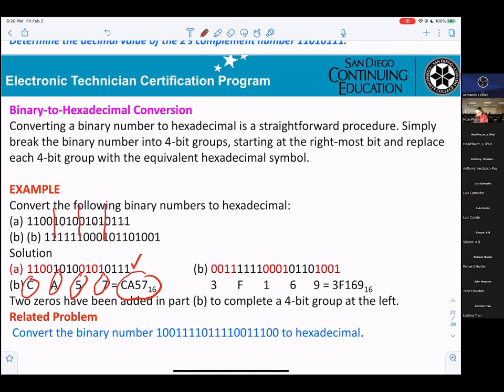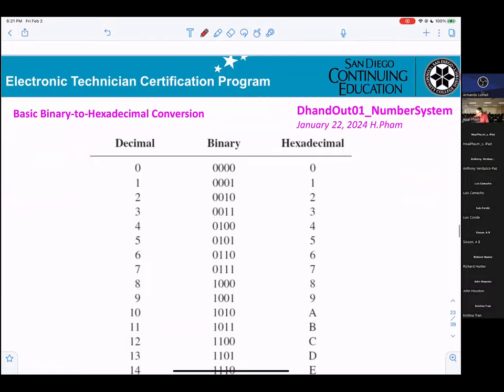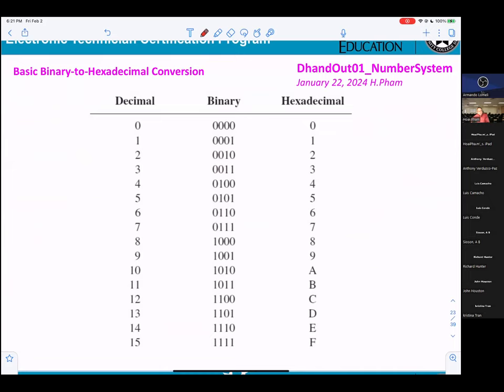You want to convert binary to hexadecimal: divide by 4 bits from the right, and then convert each 4 bits to the hexadecimal. That's why they gave you the table here. With this table, you can change it. Like 1, 1, 1, 1, the hexadecimal will be F. 1, 0, 1, 0 will be A. On this side will be the decimal, in the middle will be the binary, and this one will be the hexadecimal. You will be using this on the top.